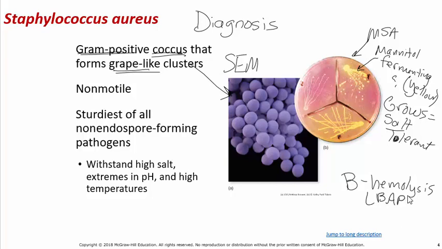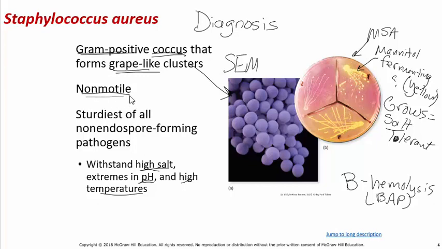So those three things right there: salt tolerant, and that's why it can grow in your nose. Your nose is a very salty place. With the mucous membranes, there's a lot of salt there. And it is pretty sturdy. It can withstand high salt, extremes in pH, and high temperatures. So it's able to grow in a lot of places that other bacteria would not. So it's definitely not fastidious.